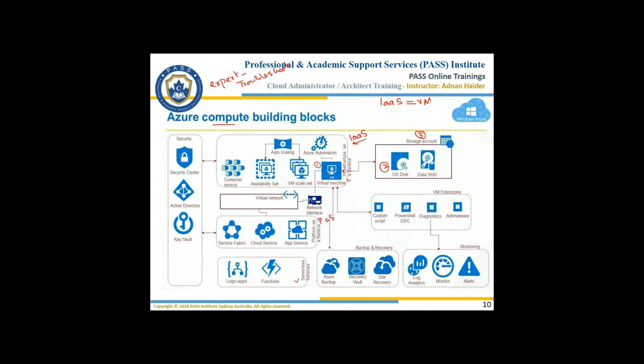Now that we have created this VM, just like our laptop, we need antivirus on this. We need other agents on this, and these other agents are known as VM extensions. VM extensions are basically nothing but different agents that we get. Some of the agents are free and some of the agents are paid. For example, here this diagnostic agent is free. So these are the agents that go onto the VM.